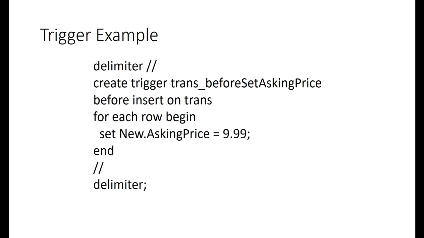And what we're going to do is there's a column called asking price in the transaction table. And new.asking_price is the value of the asking price in the row getting passed in right before it gets put in the table. The very next thing that'll happen after this trigger finishes is it'll get put into the table. And we're going to set that asking price to $9.99. So this is a way of providing a default value. So whether the user specifies it or the user knows that there's an asking price or whatever, it will set new.asking_price to $9.99.